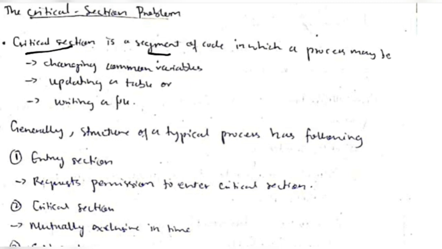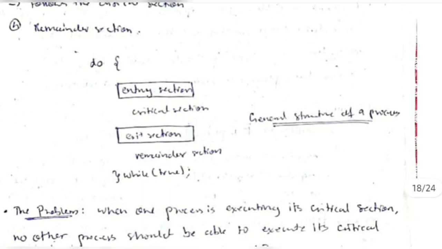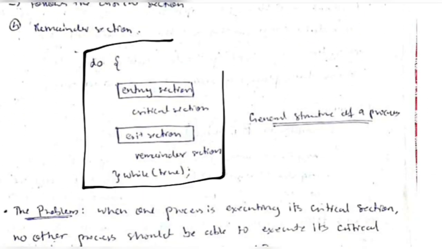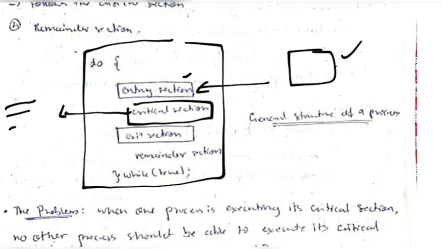Critical section is a segment of code in which a process may be changing the common variables, updating a table, or writing a value. Suppose that there is a code here. The process is made up of 4 parts. First one is entry section, and in the entry section it is checked whether the process being performed is allowed to perform or not. In the second one, the critical section, the actual code is written and the actual updation or writing of the values will happen.